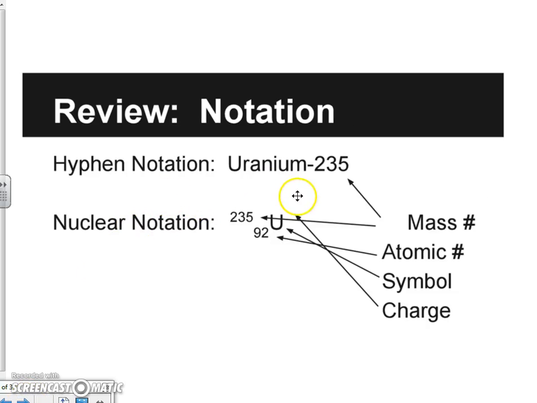Again, a little more review. We talked about this hyphen notation, so that's our mass number here. The other thing you're going to see is nuclear notation or isotope notation. Mass number up top, atomic number on bottom, and then symbol here. Sometimes you'll have a charge, but not often will you have a charge. And really, for nuclear chemistry, we don't care too much about charge. It's a lot about mass number and atomic number. Atomic number is the same as our number of protons.